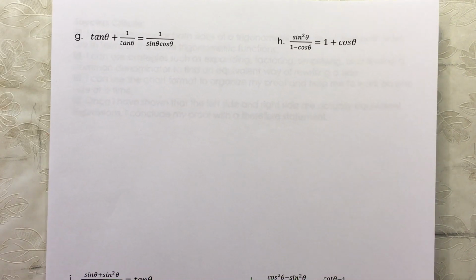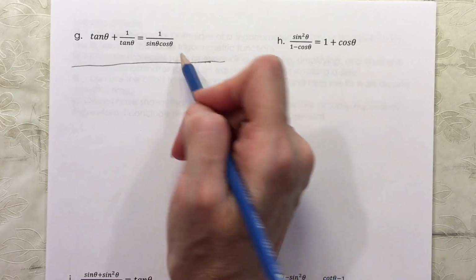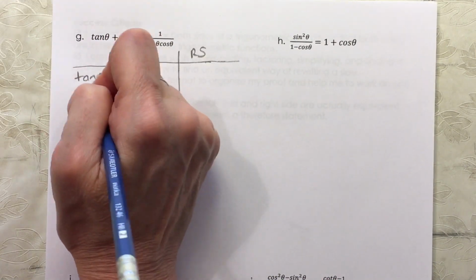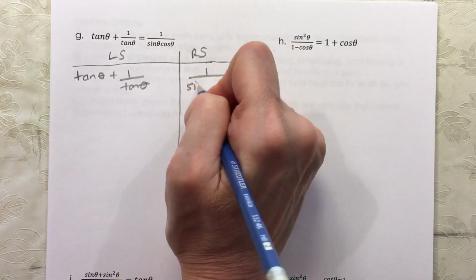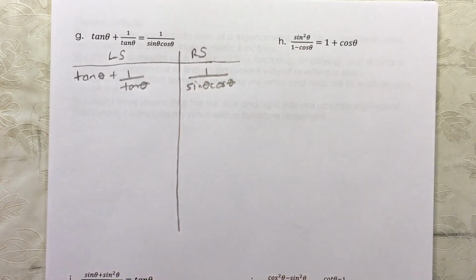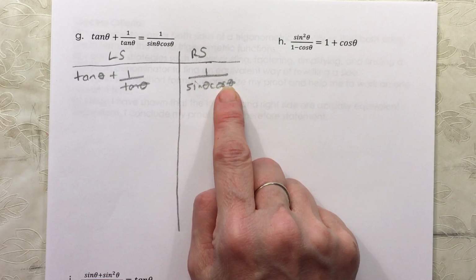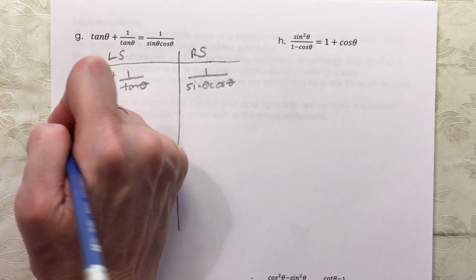Okay, another one. Looks like the left side is going to be more complicated than the right side. So if I was trying to decide what was the more complicated side, I would see on the right side, there really isn't anything I can do. It's in terms of sine and cos. They're multiplying in the bottom. So I would leave the right side and move on, starting on the left side instead.